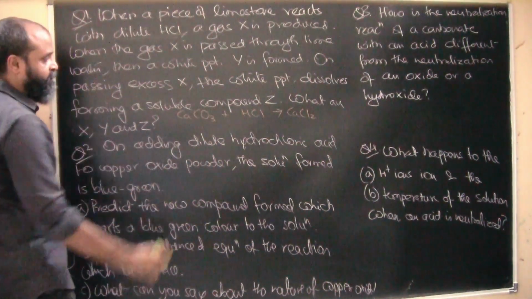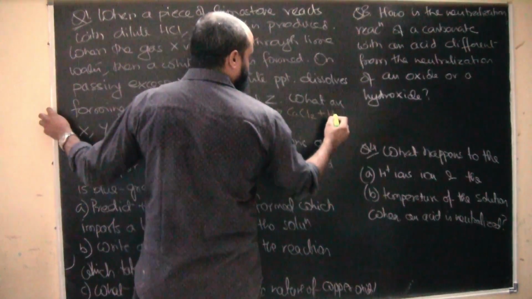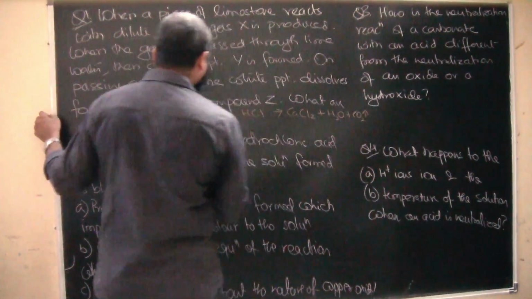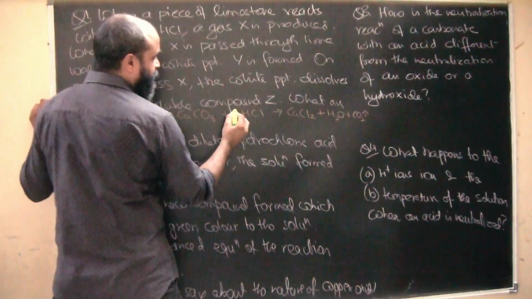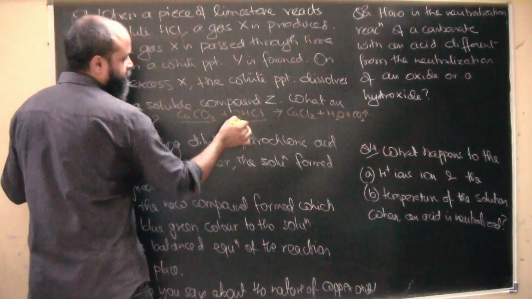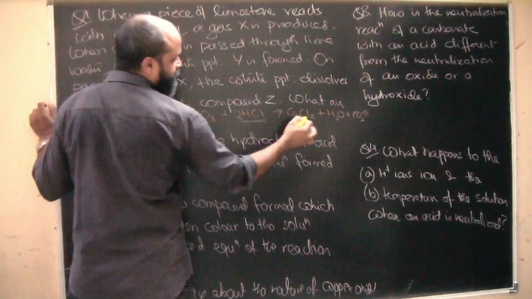So this is calcium carbonate and HCl. This will form CaCl2, a salt, plus H2O, water, and in addition it will form carbon dioxide. Just to balance the equation, here we have 2 HCl. So this is calcium carbonate, that is limestone, reacting with HCl to form this.